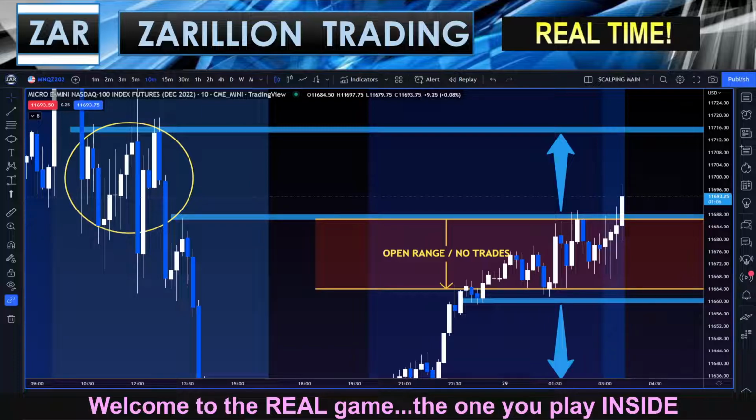And I'm going to go over to my own platform, set up a couple of pending orders here on the NASDAQ futures 10-minute chart. Buy stop limit above the market. Buy stop limit above the market.